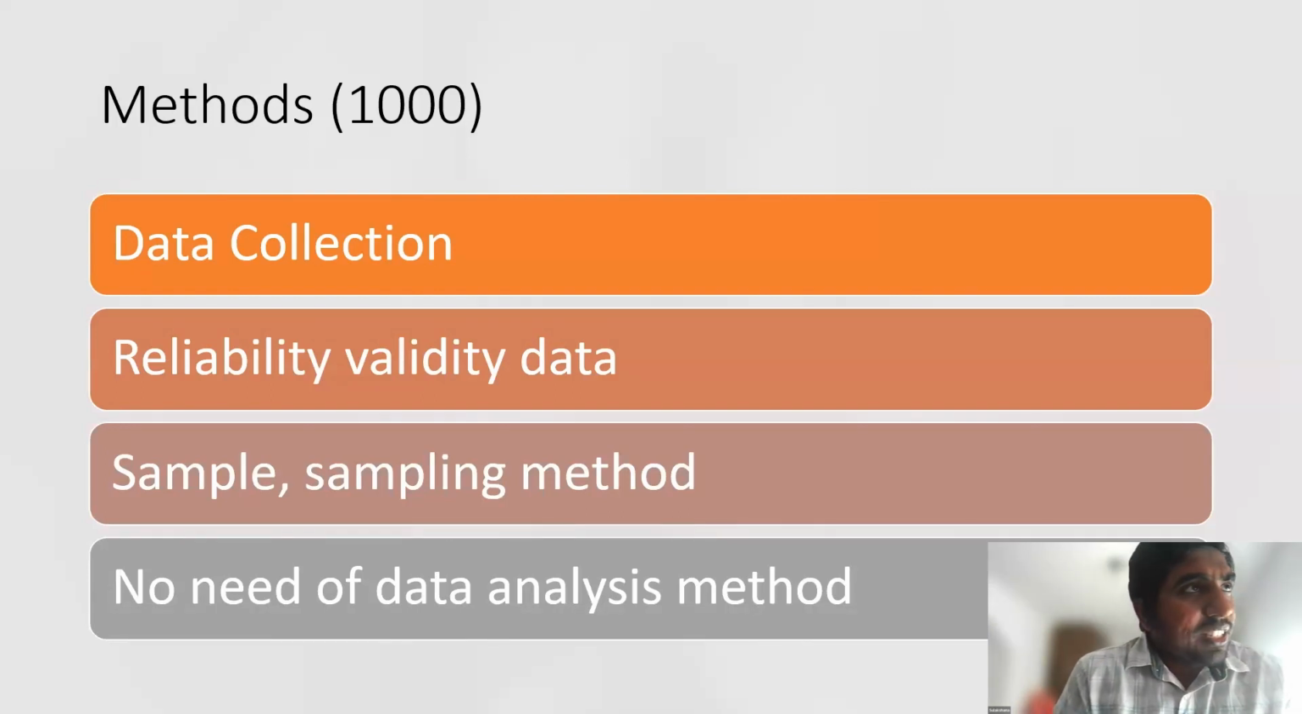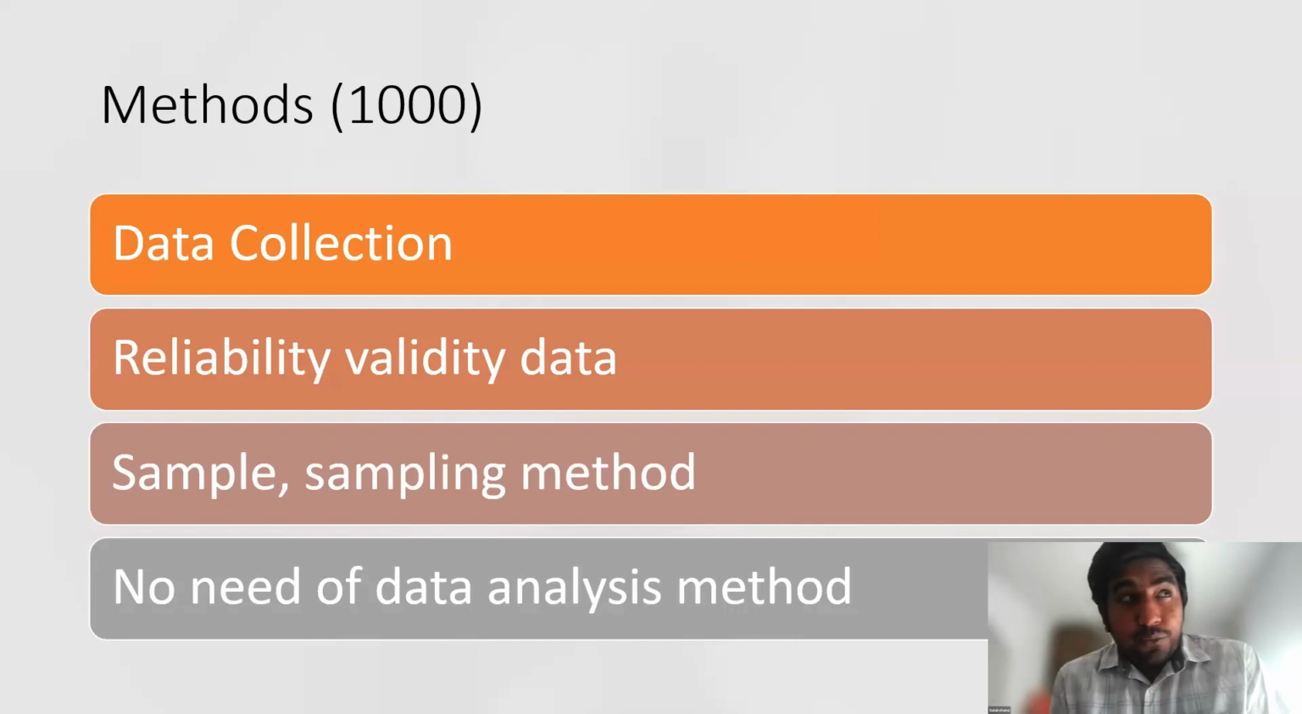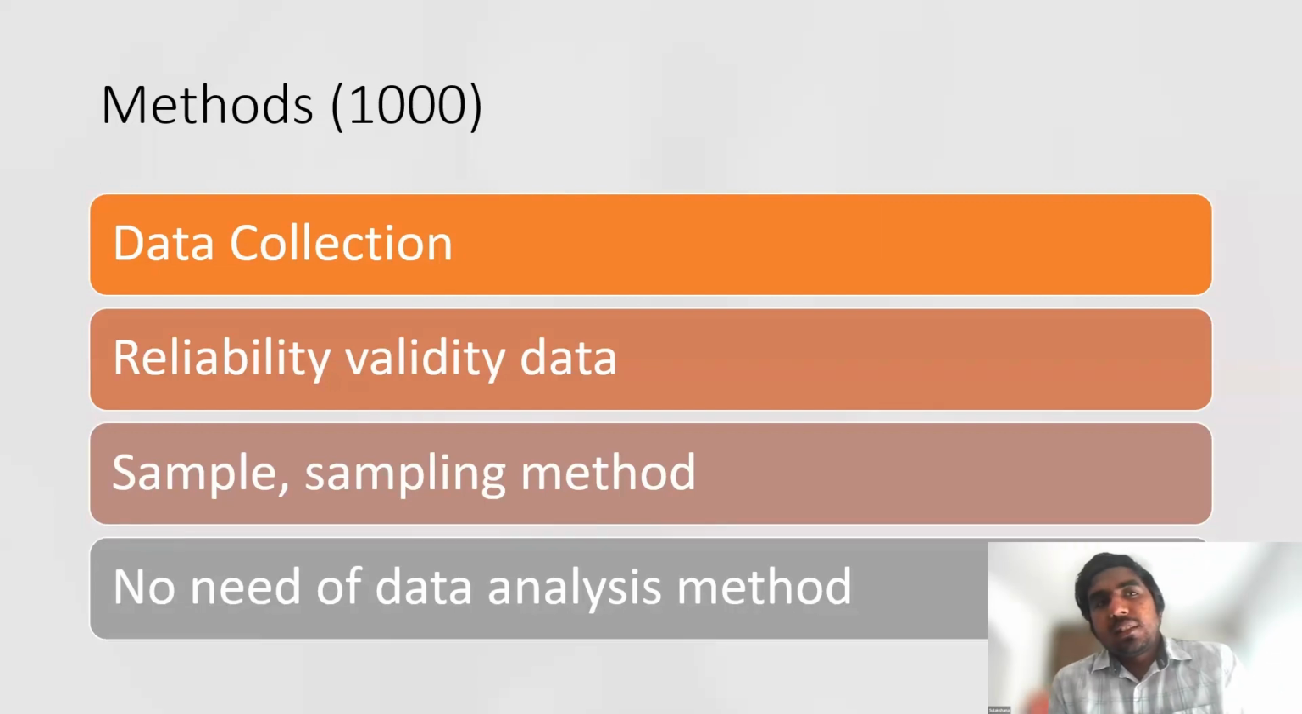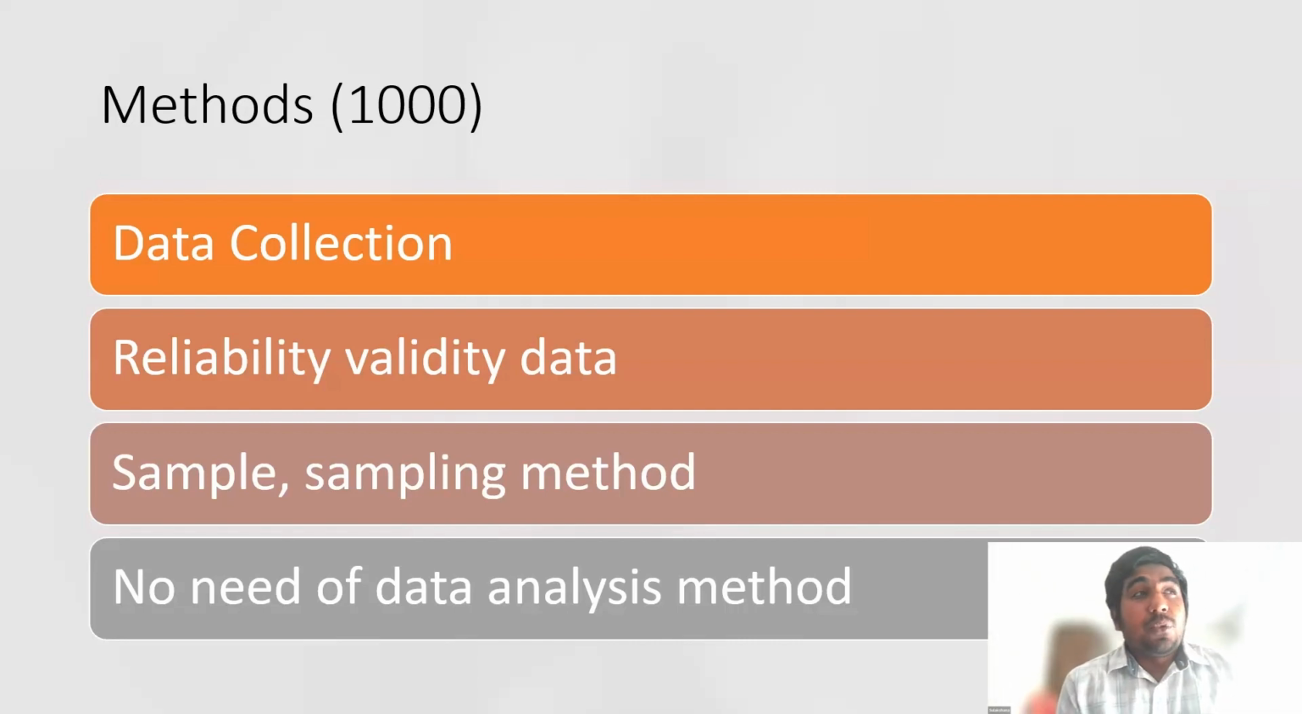You can also mention the data analysis method if you need, but it is not that important, because when you present the findings, people can understand how you have analyzed the data. But most importantly, don't mention that you used SPSS. If you are going to mention the data analysis method, you have to mention the specific statistical tests that you have used to analyze the data.